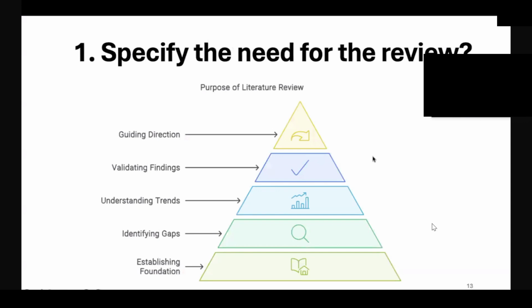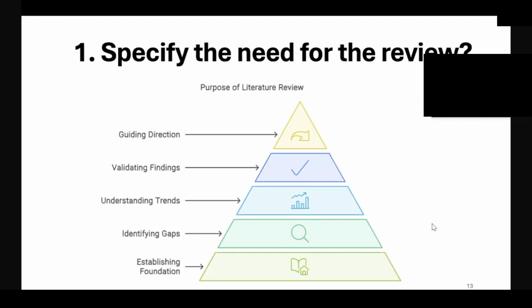So the first one is to specify the need for the review. As I mentioned, it is important that you have a solid motivation for conducting a literature review. Now, the purpose of a literature review could be different. For example, for someone, it could be establishing a foundation for your own research. The next could be identifying gaps. Identifying gaps is one of the main reasons why many PhD students conduct literature reviews.